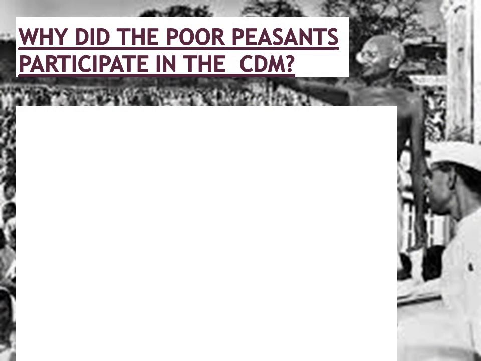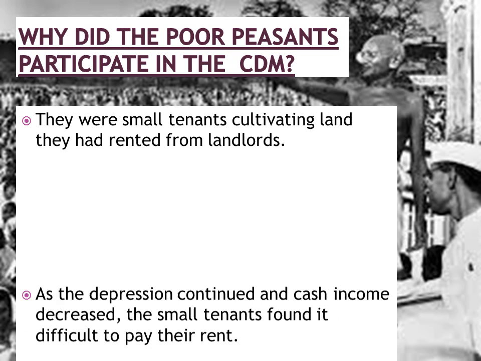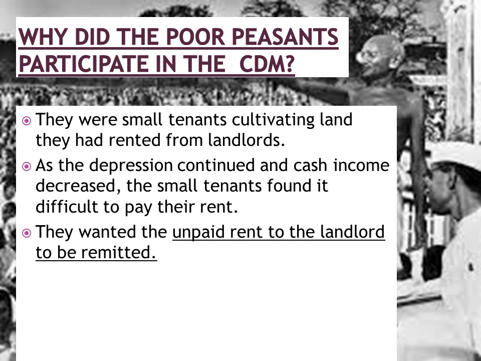Now, why did the poor peasants participate in the CDM? Many of the poor peasants worked like small tenants. Tenants are those people who pay rent to use somebody else's land. So tenants took the land from landlord for cultivation and they paid rent to the landlord. But as the trade depression was going on and agricultural prices were falling, their cash income also decreased and small tenants were not able to pay their rent to the landlord.